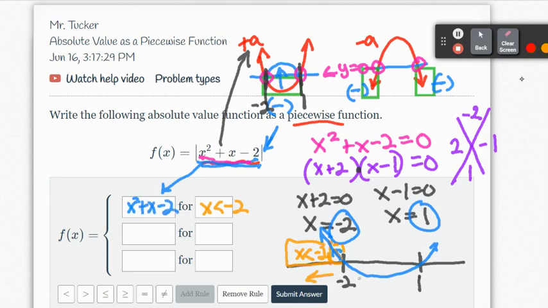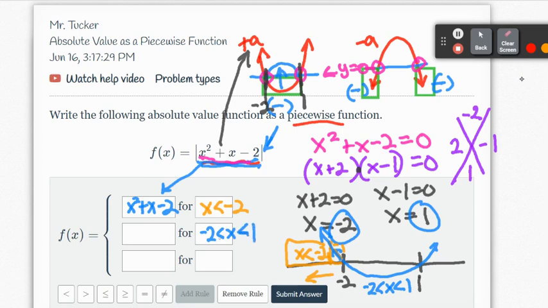The middle region from negative 2 to 1, the way that I write between negative 2 and 1 is I write negative 2 is less than x and is less than 1. That rule, that piece goes here. Negative 2 is less than x, is less than 1.